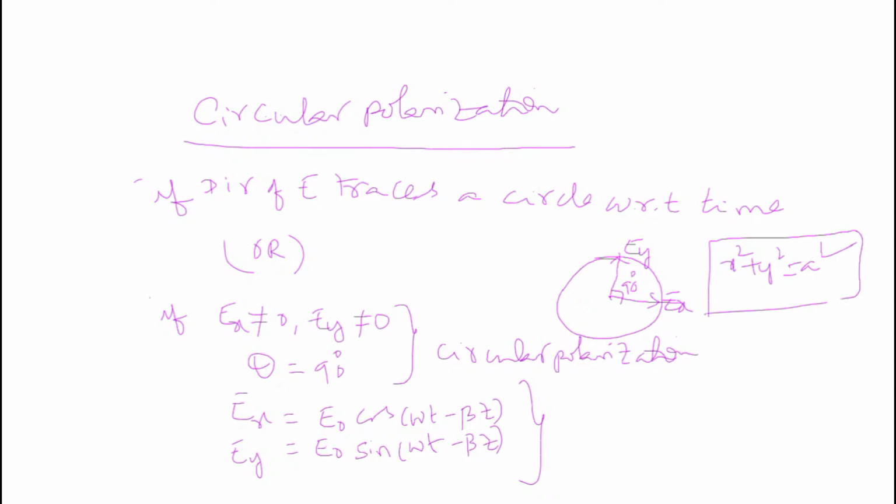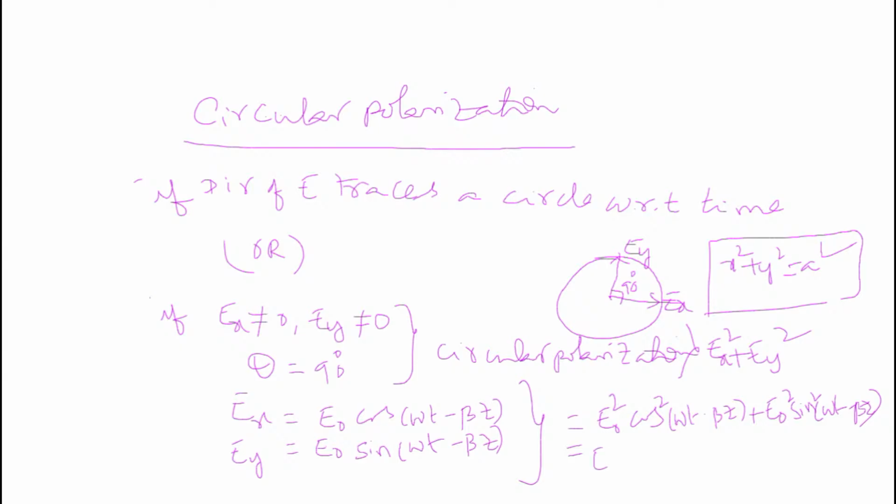instead of taking x square, let us take Ex square plus Ey square. Let us simplify this one. Ex square means what? E naught square cos square of omega t minus beta z, plus E naught square sin square of omega t minus beta z. Of course, we can take z at a fixed distance.